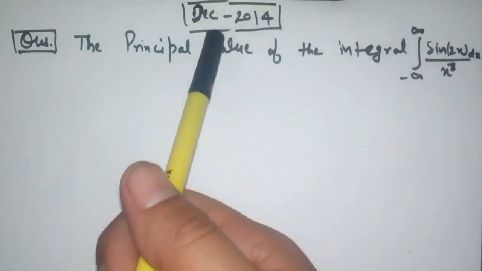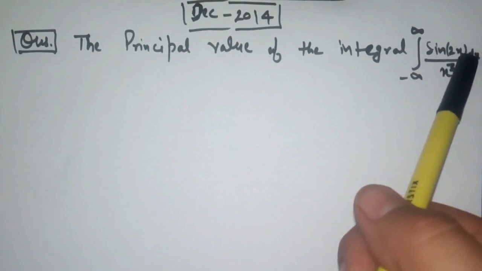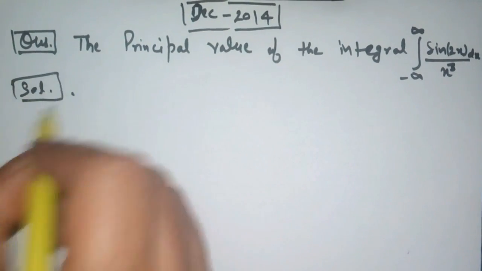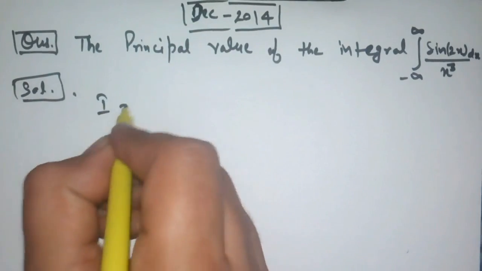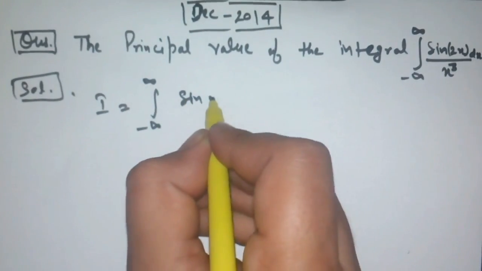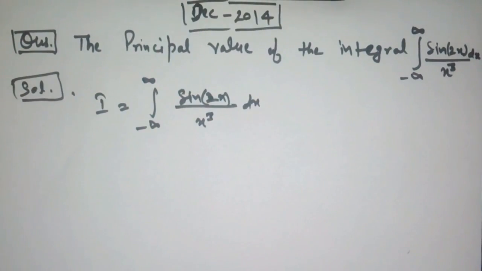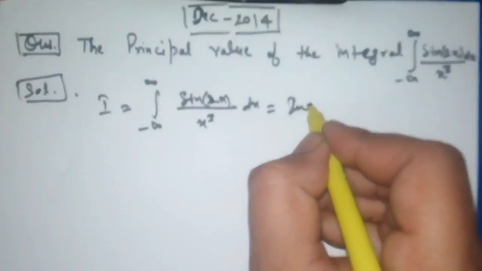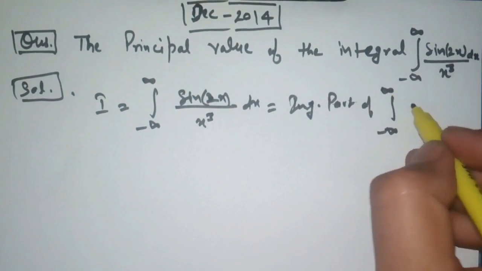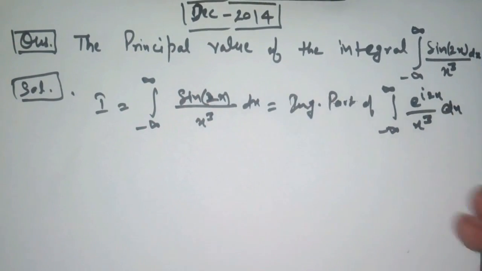Now the next question is from December 2014. The question is the principal value of the integral of sin 2x upon x cube dx. The solution of this question is: the given integral is from minus infinity to plus infinity of sin 2x upon x cube dx, which can be written as the imaginary part of the integration from minus infinity to plus infinity of exponential iota 2x upon x cube dx.